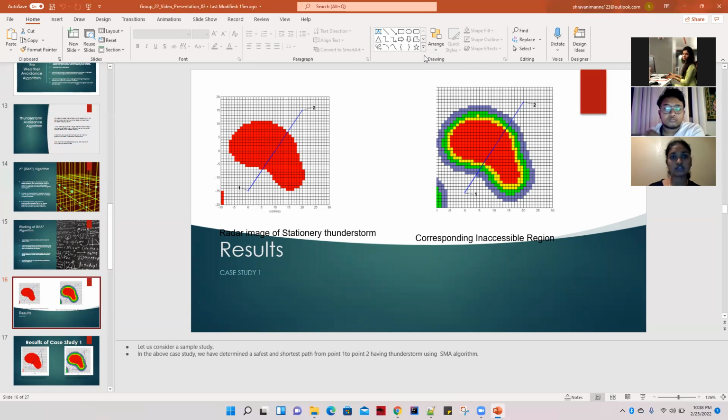Now, the grid is considered. By using the algorithm, we are obtaining the inaccessible region length, which is marked in red color in the corner. After marking the inaccessible region, the second image is displayed with the radar image. Next slide.